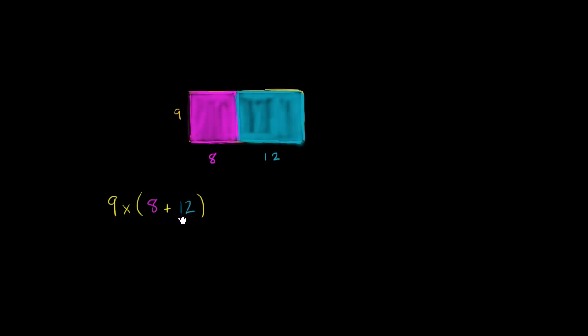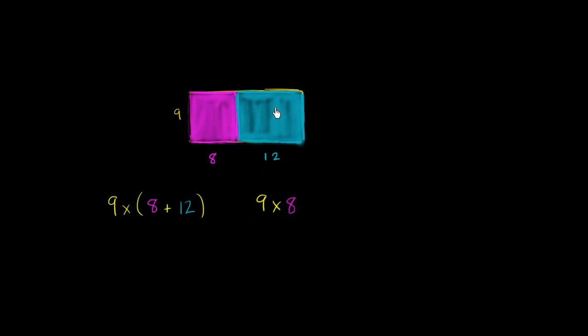But the other way that we could do it, and this must be equivalent because we're figuring out the area of the same thing, is to separate out the area of these two sub-rectangles. So let's do that. And this must be equal to this thing. So what's the area of this purple rectangle? Well, it's going to be the length. It's going to be 9 times the width, which is 8. It's going to be 9 times 8.